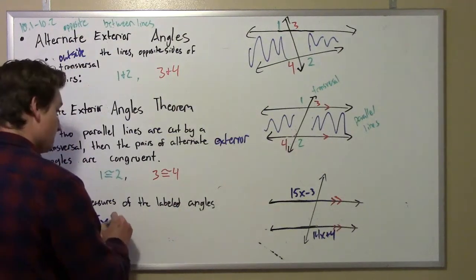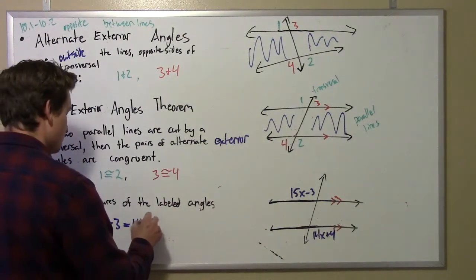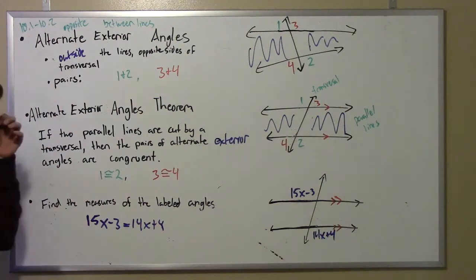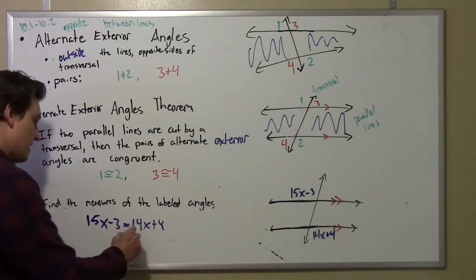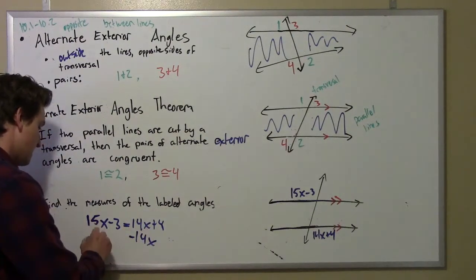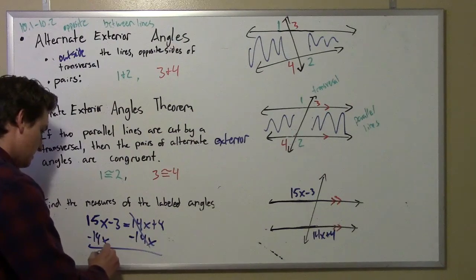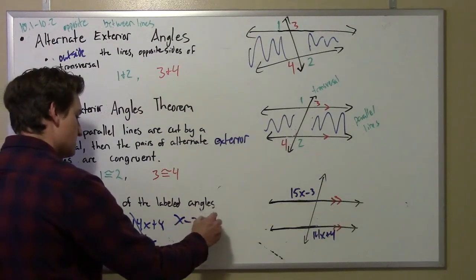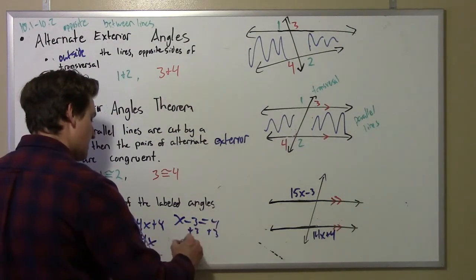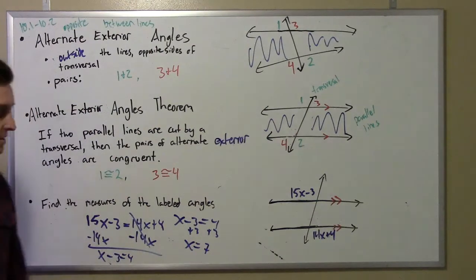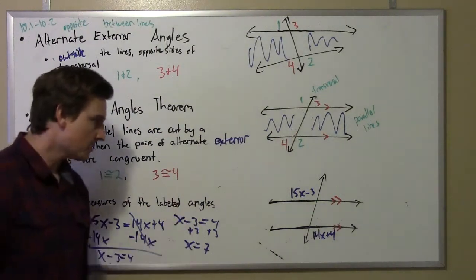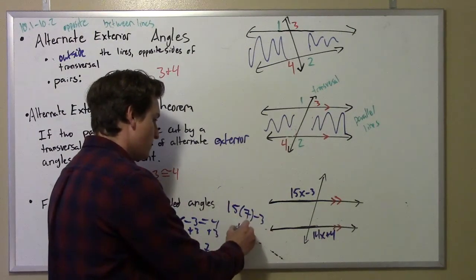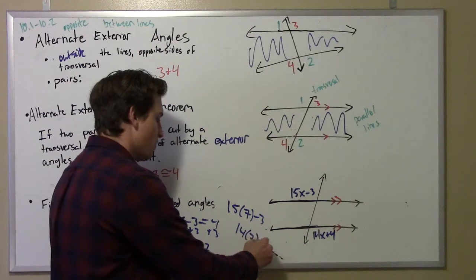So 15x minus 3 equals 14x plus 4. So again, we just got a pretty simple two-step equation to solve for x. So let's group the x's. Minus 14x, minus 14x. So x minus 3 equals 4. We're going to have to add 3 to both sides here. So plus 3, and x equals 7. Which is not our answer, but we're halfway there. So we need to do 15 times 7 minus 3, and 14 times 7 plus 4.